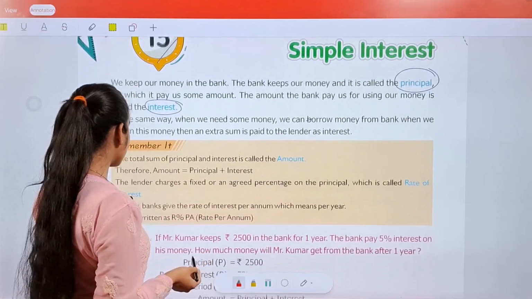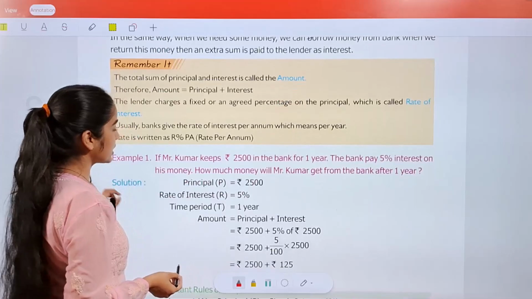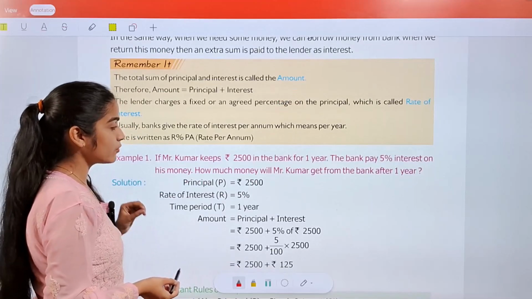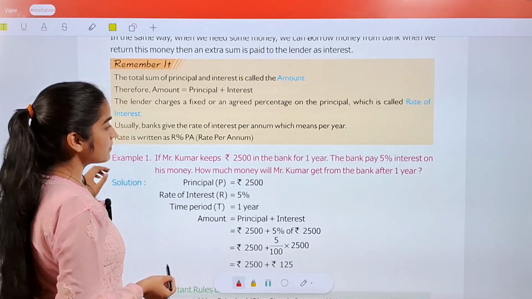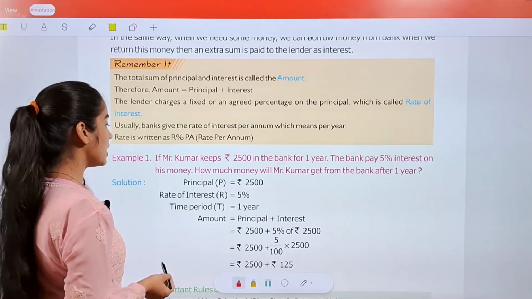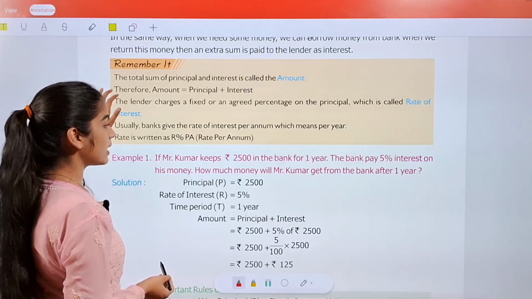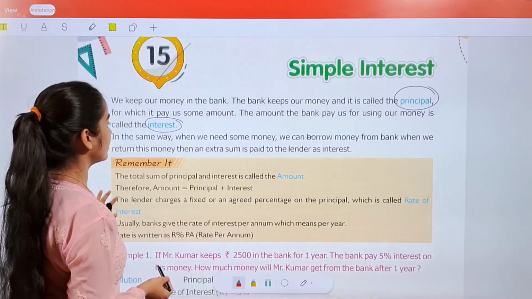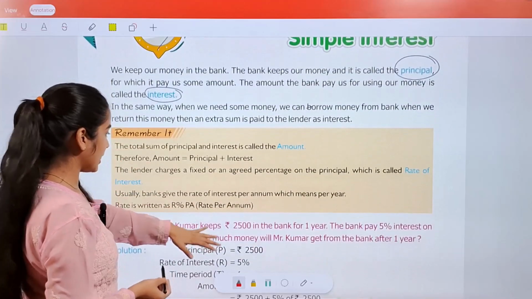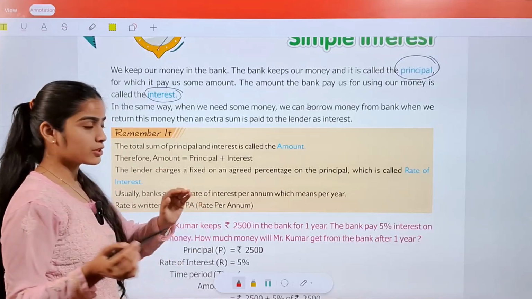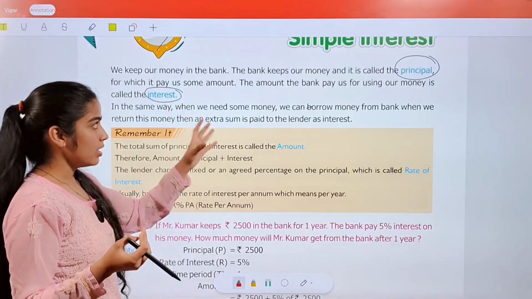Okay, so now if Mr. Kumar keeps 2,500 in the bank for 1 year, the bank pays 5% interest on his money. How much money will Mr. Kumar get from the bank after 1 year? So students, before solving the question, I have to explain some terms related to simple interest and a formula for it.